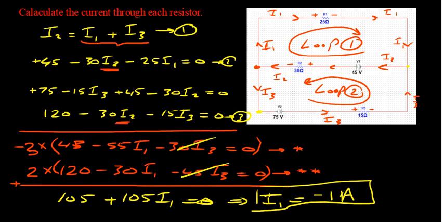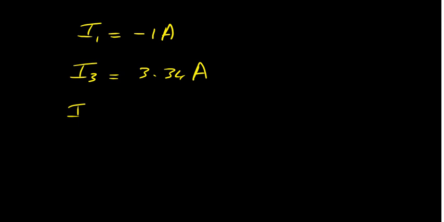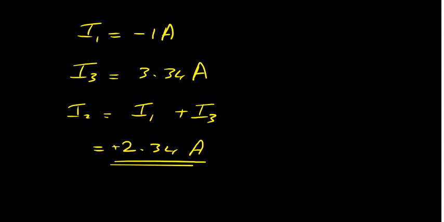Okay, now simply you're just going to take this value, minus 1 ampere, and you can use it inside one of the two equations, star or double star, to find the current 3. Or you could use it with equation number 2, the top one in the yellow, to find the second current. Then you can find 3. It's up to you which one you want to use, but from the calculation I did before, you should end up with I1 as negative 1 ampere. You should end up with I3 equal to 3.34 ampere. And as I said, I2 equals I1 plus I3, which will give us 2.34 ampere. And it's positive. So these are the values of the 3 currents going through this circuit using Kirchhoff rules.